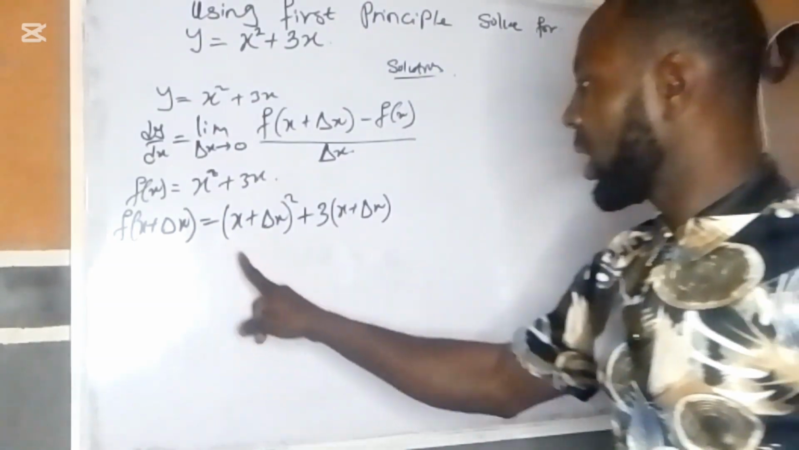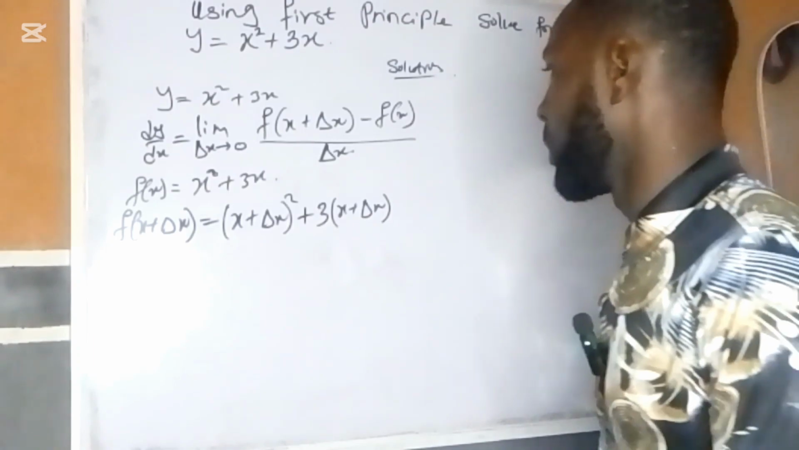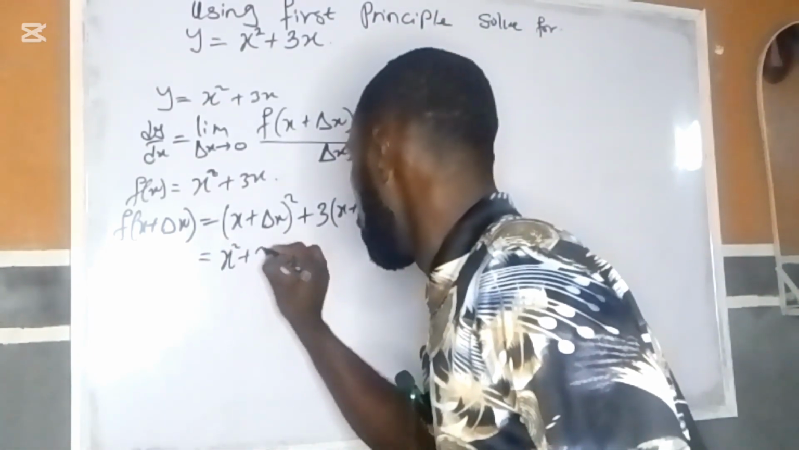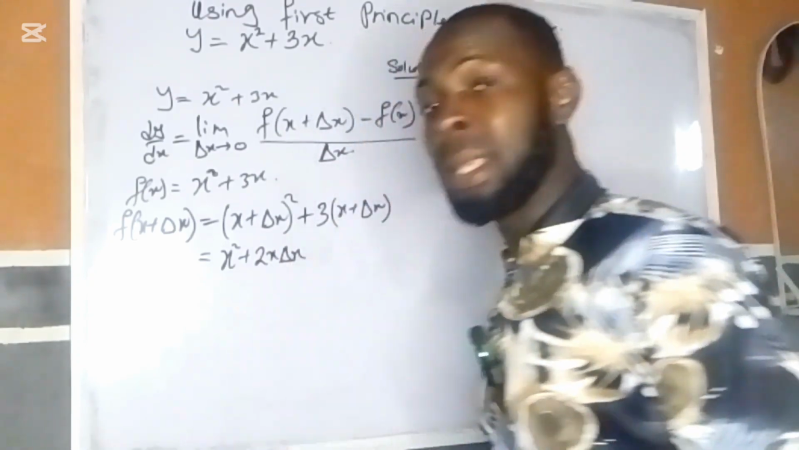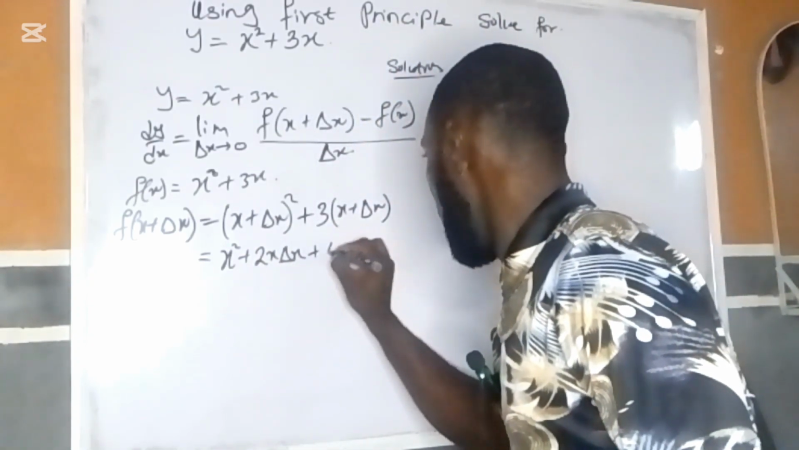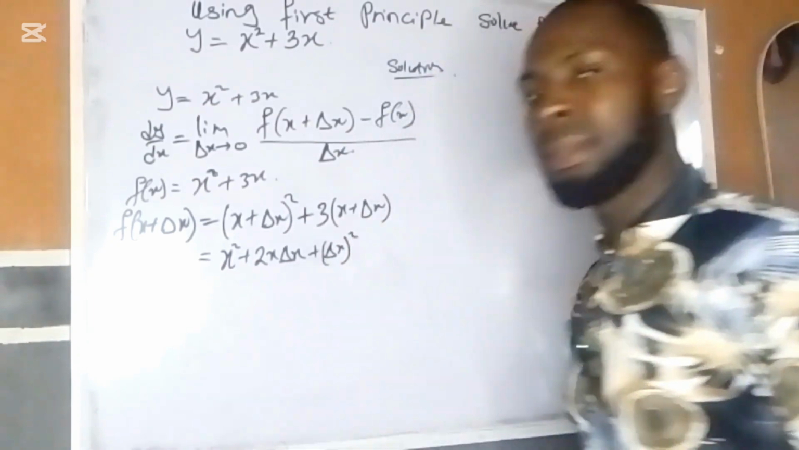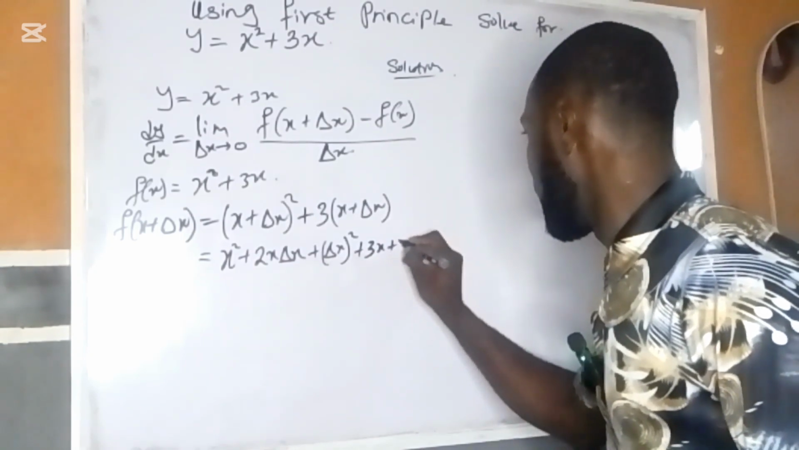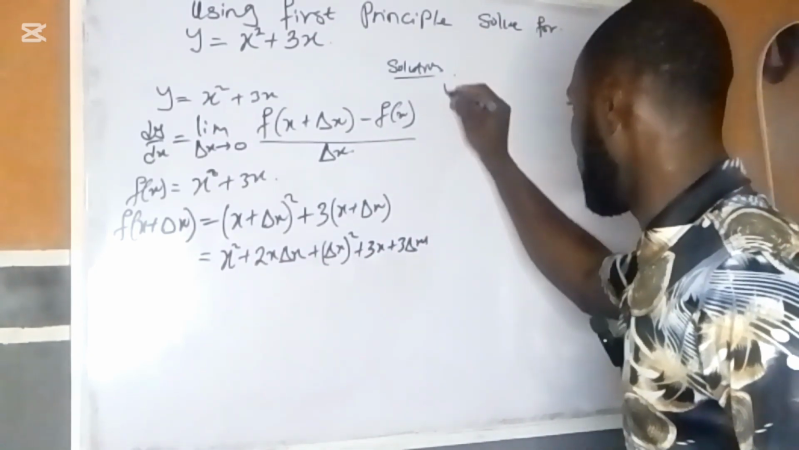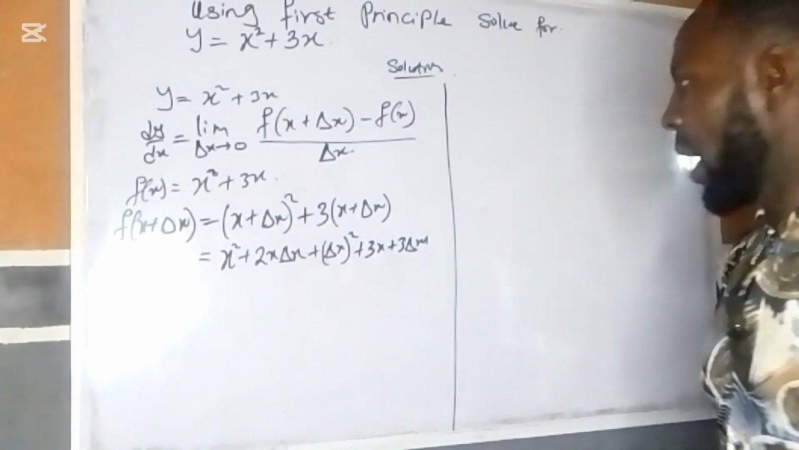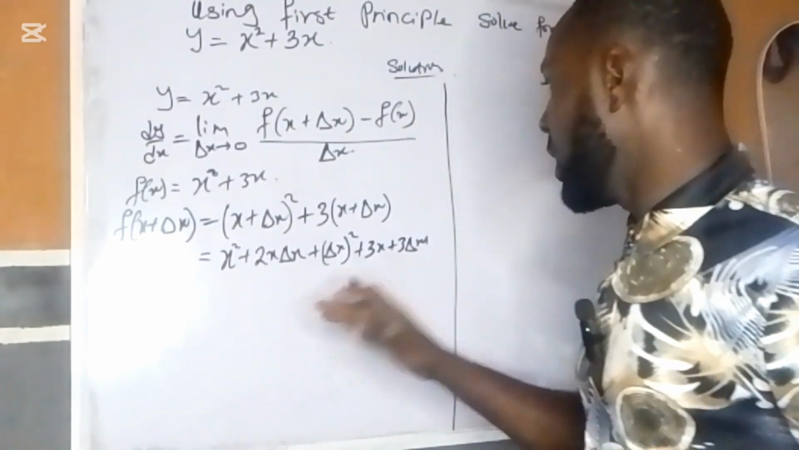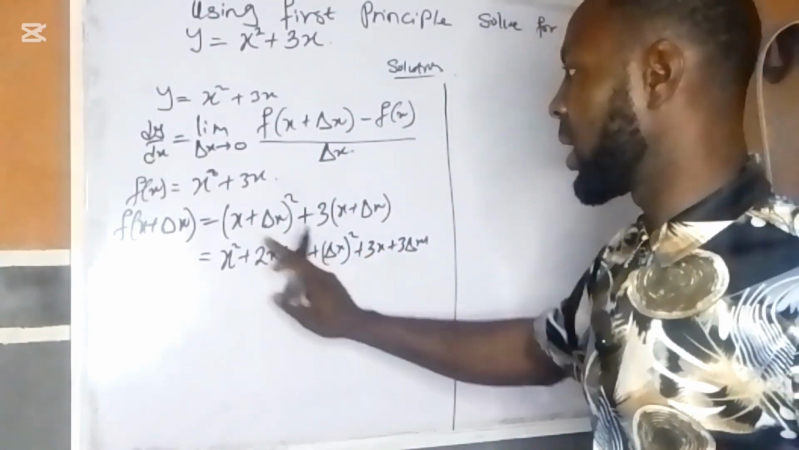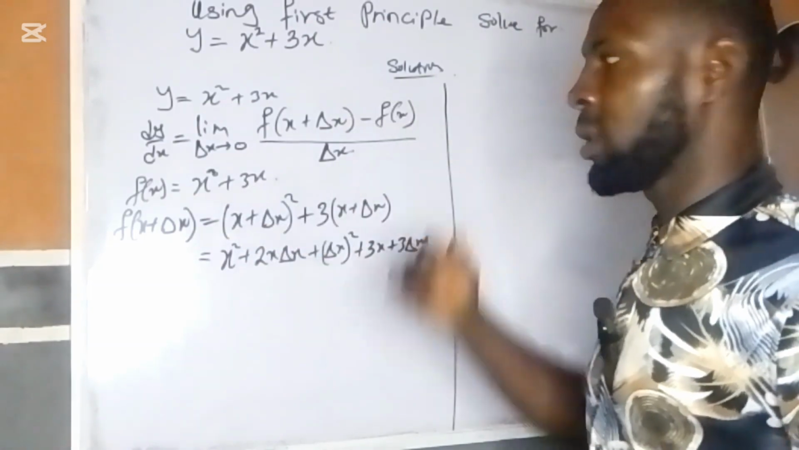Now, if you check, this is squared, so let's expand it. This is still the same thing as x squared plus 2x change in x plus change in x squared. Then we expand this: plus 3x plus 3 change in x. Let me partition this, right? So we have that. Now, we are free to substitute everything into this problem, both f of x plus change in x and f of x.